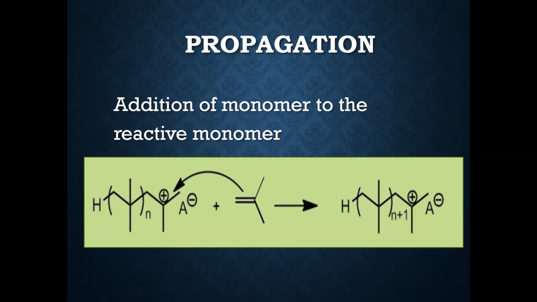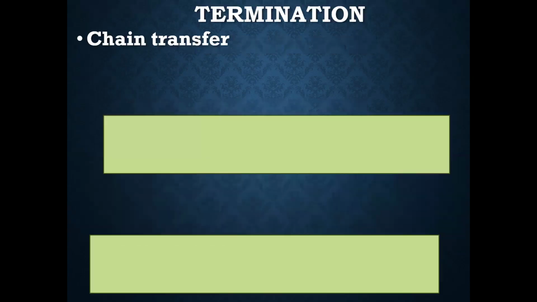This is the propagation. This is the longest step in the polymerization reaction, where more monomers are added to the chain, and the last monomer will carry the charge.